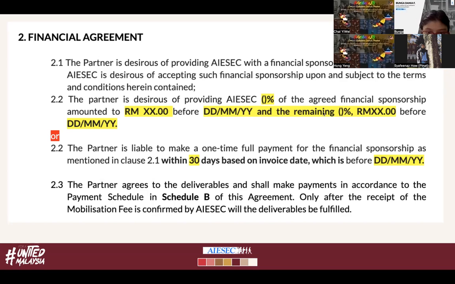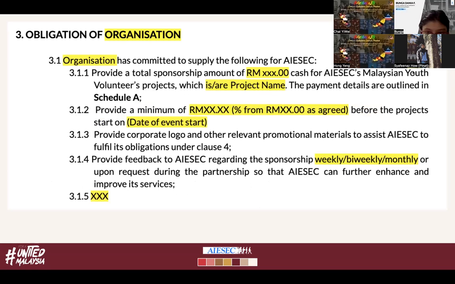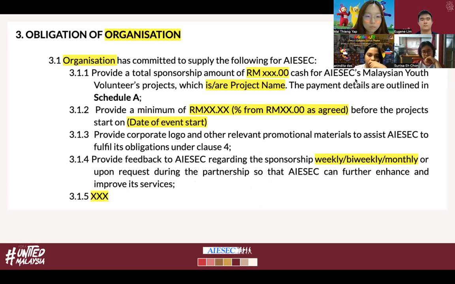Yes, then the next part is on the obligation of the organization. So this means what the partner is going to do for this partnership. Organization has committed to supply the following for Isaac. So you can really tell from this phrase that this is what Isaac wants from the partner, and this is what the partner is supposed to provide us. So you can write down how much they're going to pay us, and then how much, as you can see in 3.1.